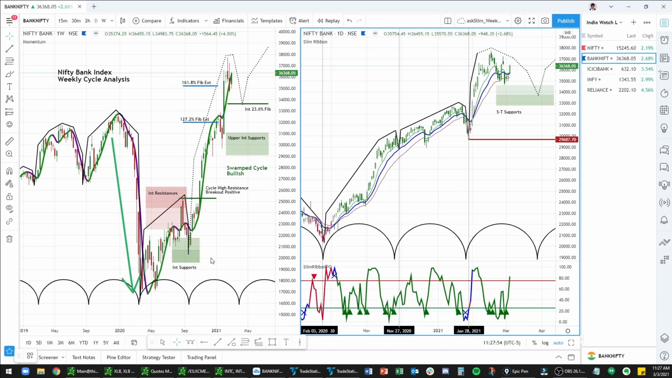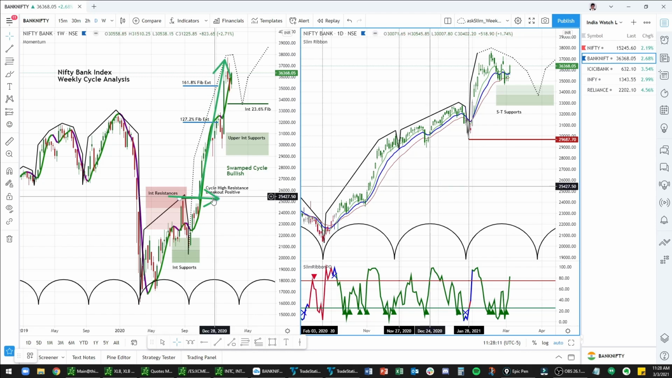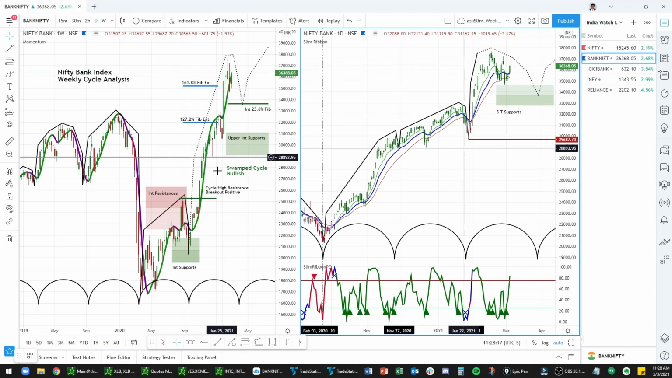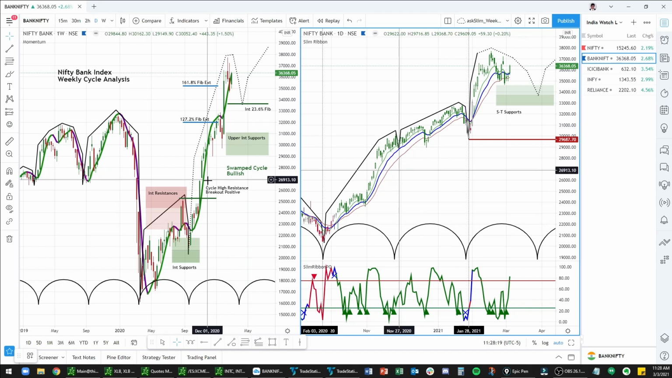A basing cycle forms when you have a cycle low that forms higher than the prior cycle low, and the base gets confirmed when you get above that prior cycle high. Now note what happened when we did that. That really set off a really bullish move here on the upside from around 25,300 to almost 38,000. So a beautiful move on the upside that was all set up from that cycle base. So I just wanted to highlight that.